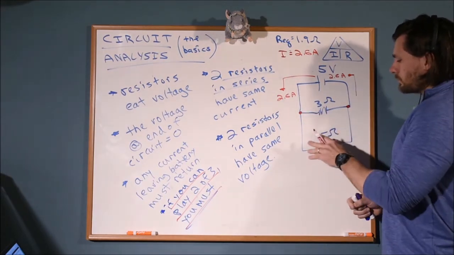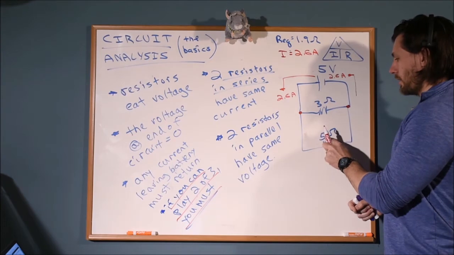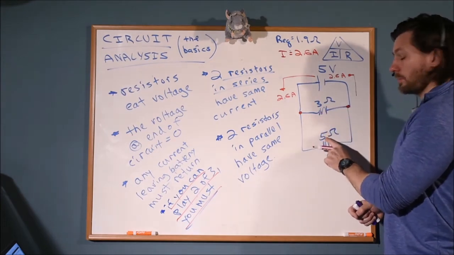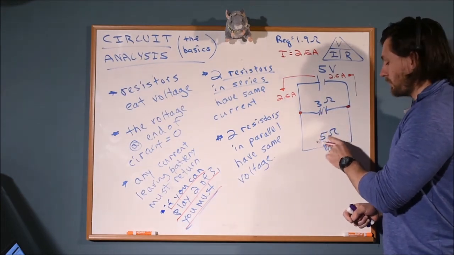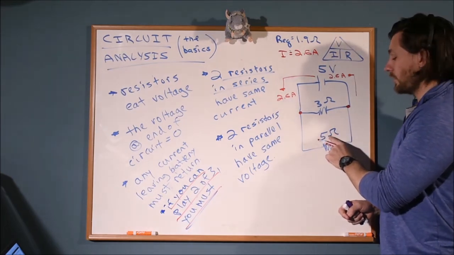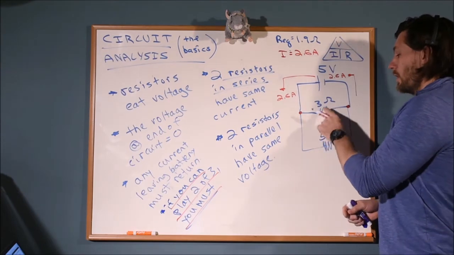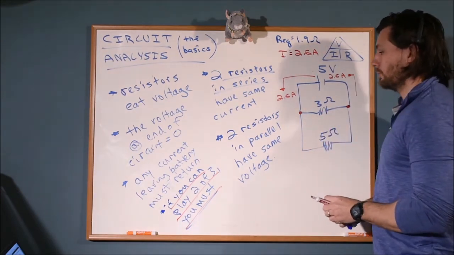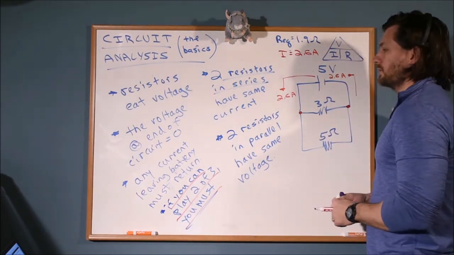Now, obviously, this is the bigger blockage. Because this is a bigger blockage, you want to think of this as like a clog in the pipe, less current or less electricity is going to flow through here. More electricity is going to flow through the 3 ohm. Question is, how much is going to be in one spot?